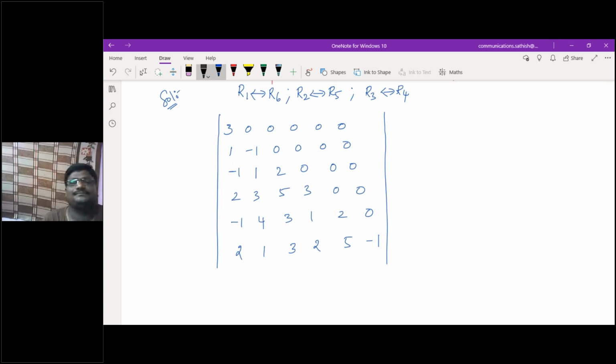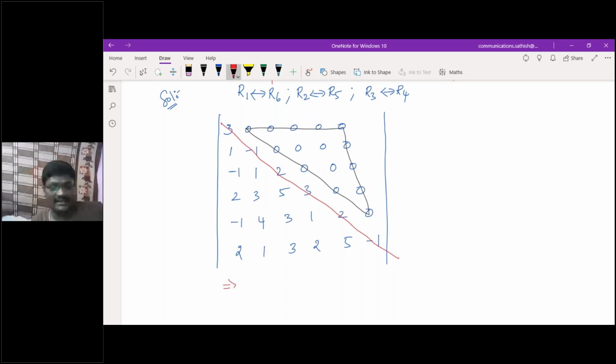Now it seems to be what? Above the diagonal elements, all are 0. Hence this is a lower triangular matrix. So for a lower triangular matrix, I can multiply the diagonal elements for the determinant. Am I correct? Are you following me? Yes, sir. So 3 into minus 1 into 2 into 3 into 2 into minus 1.